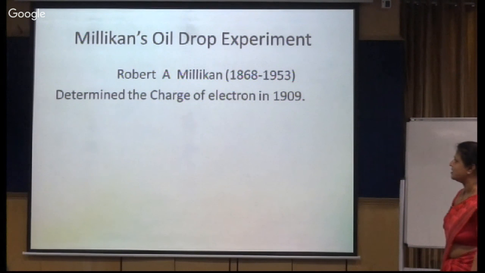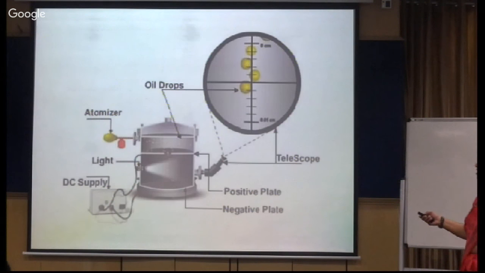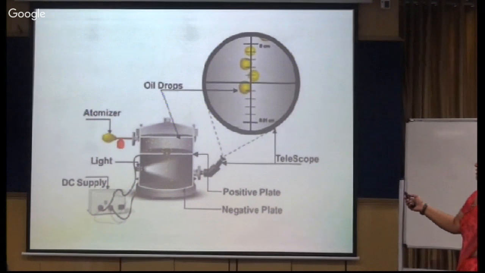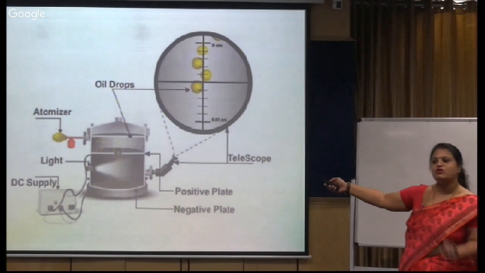That is the Millikan oil drop experiment. It was between 1868 and 1953 that Robert A. Millikan, who was an American physicist, was working with various aspects of electron, etc. And he, in 1909, basically determined the charge of an electron. He used the Millikan oil drop experiment for the same. Here you can see there are various components. There is an atomizer. The atomizer converts the oil into fine drops.